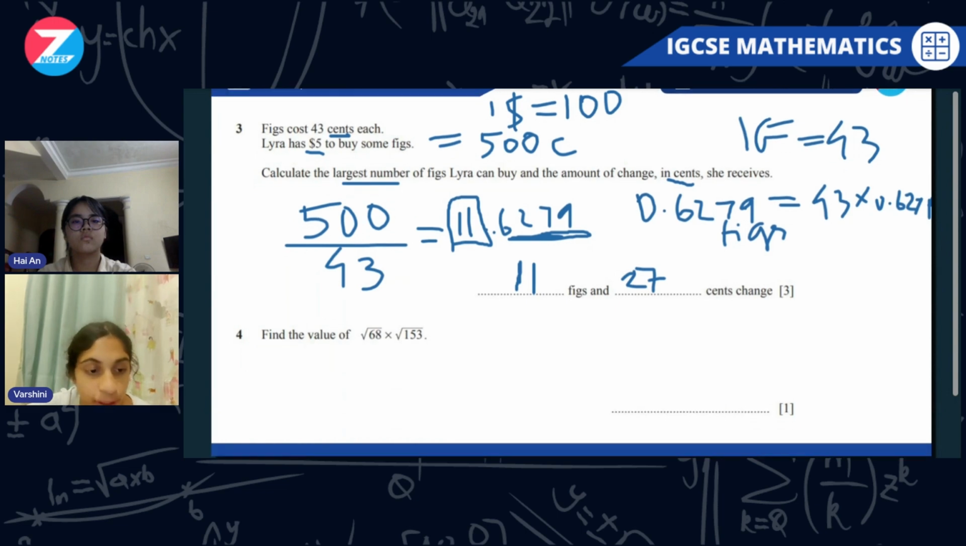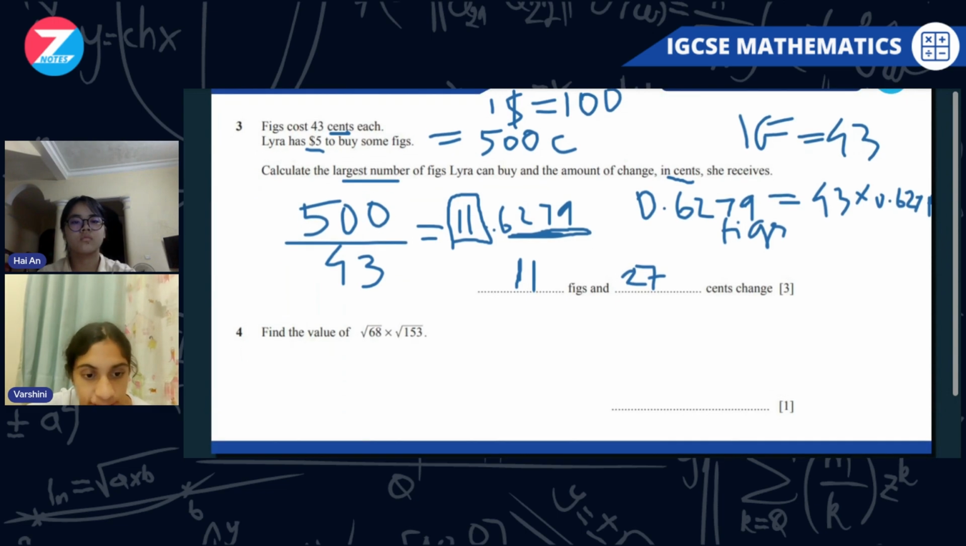Okay, question 4. Find the value of root 68 into root 153. Okay, so to do this, all you need to do is directly put it into your calculator. You have the square root button, just put 68 into root 153 on your calculator directly. You don't need to show any working for this, it's only 1 mark. And you should get 102.